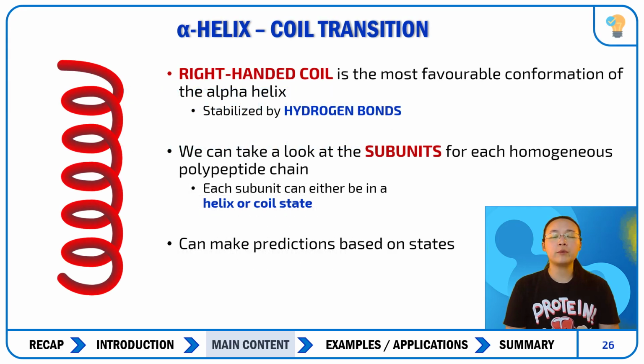So from before, we note that a right-handed coil was more favorable than the left-handed coil. Kind of drawn it here. And we also learned that it was stabilized by hydrogen bonds. So why don't we just take a look at the individual subunits and assume that they're all in unity. So basically, we have a homogeneous strand of polymer beads that we're connecting together. But the one thing we want to change is whether they're in a helix or a coil state. So what does this mean?